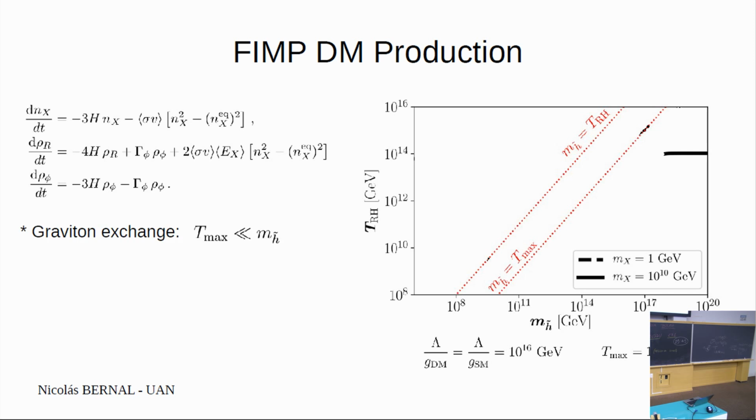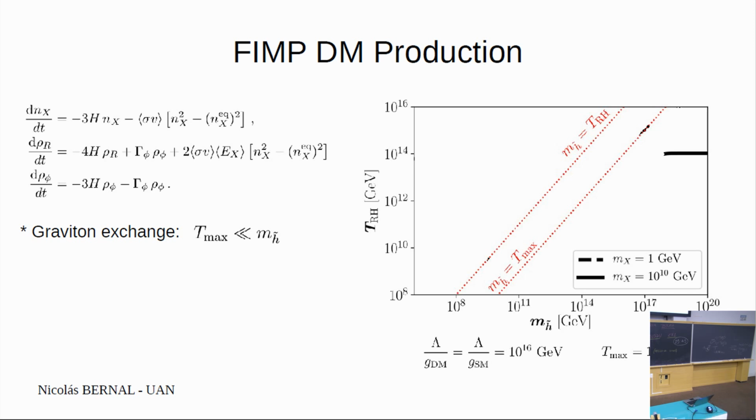So first, when the mediator is super heavy, that means it will kind of decouple, so the annihilation rate will be mediated by the graviton exchange. That happens when the mass of the mediator is super heavy with respect to Tmax. So we have a high heating temperature, which is basically independent of the mass of the spin 2, because basically the spin 2 is playing no role here.